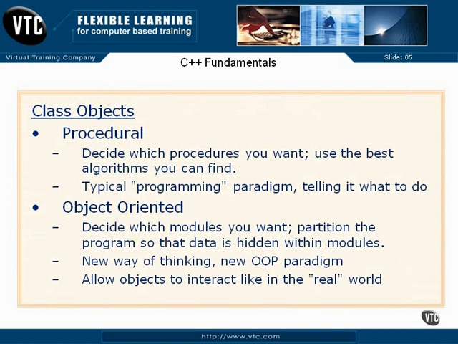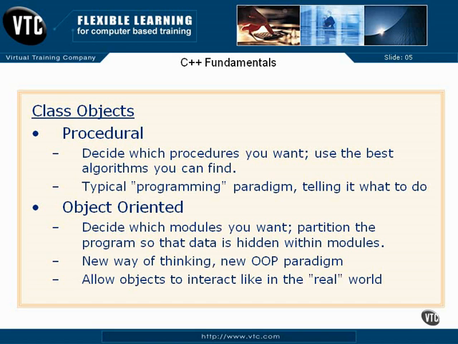So here in the procedural world, you would decide which procedures you want and then get the best algorithms that you can find. And that's normally what we have been doing for many years in programming. You would decide top down, step 1, step 2, step 3, what do I need to do to perform a particular task? And that's a procedure. You have a process that you go through, one thing after the other. And that's essentially what we've been doing all these years. And we tell the computer what to do first and second and third and so on.